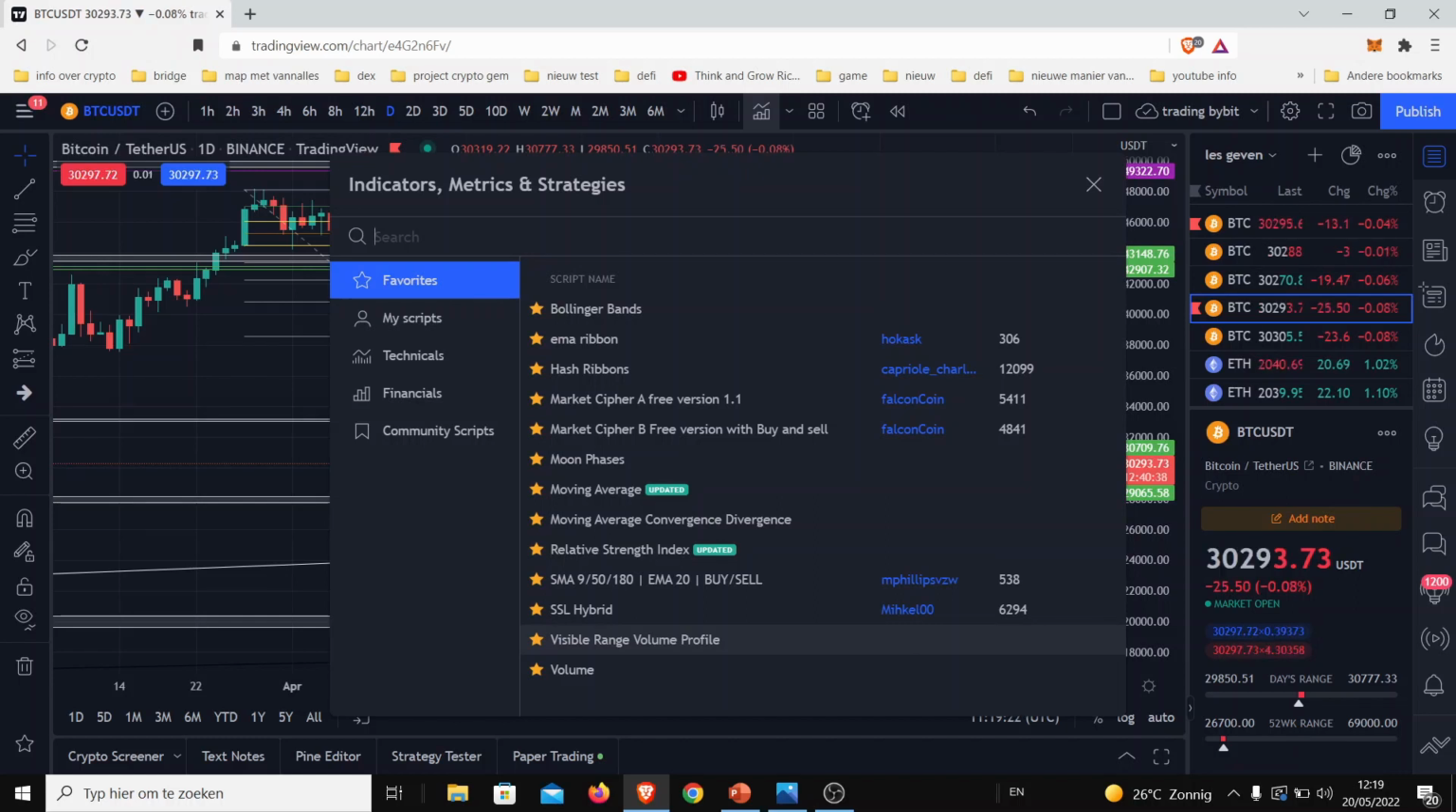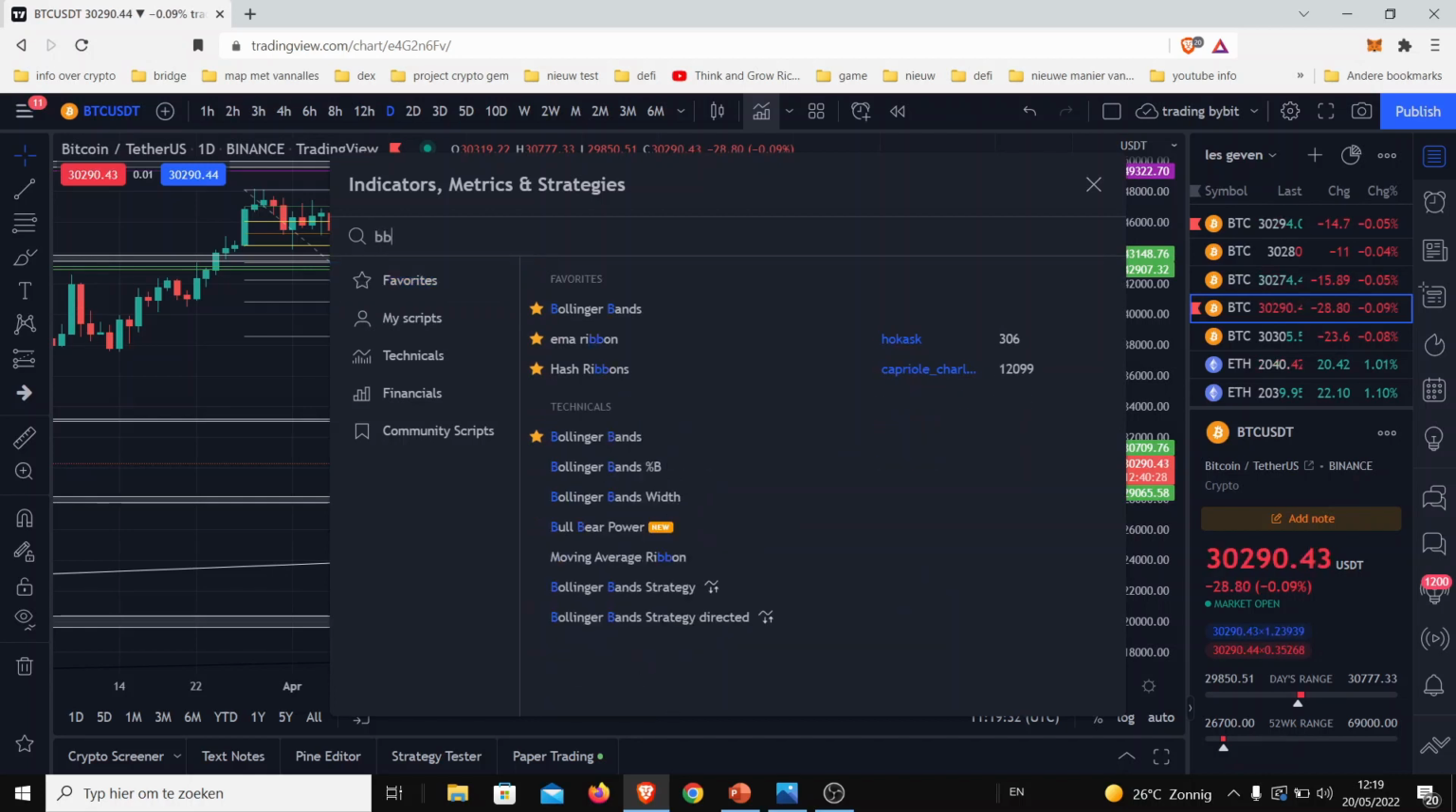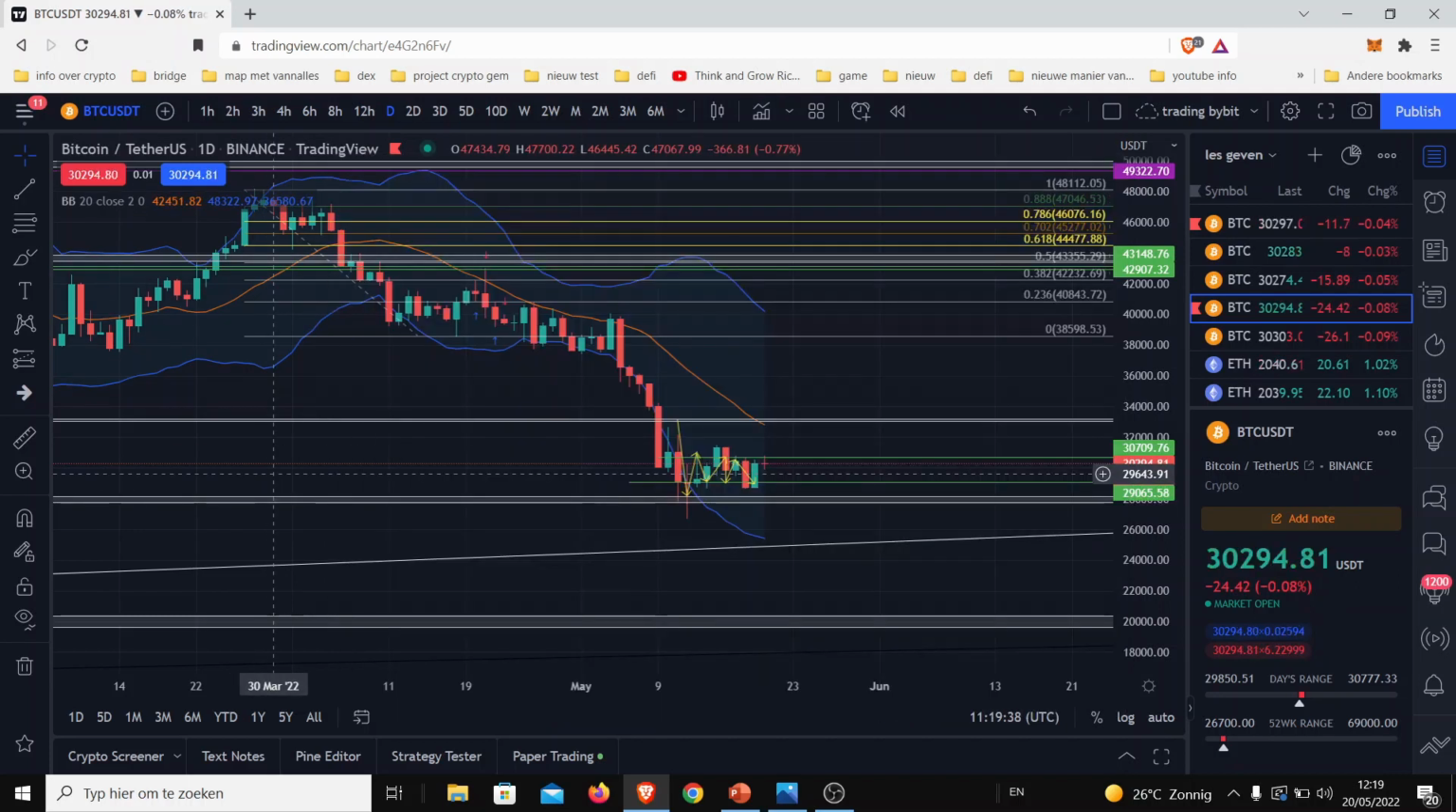Just put them on pause at this point, set them all in, make sure you have the right ones and implement them. Just put a star onto it so they come straight away into favorites, so you don't have to look for it. Like Bollinger Bands, you would just find by pressing BB. You press onto this, and once you pressed it on, look, you see now my drawings.